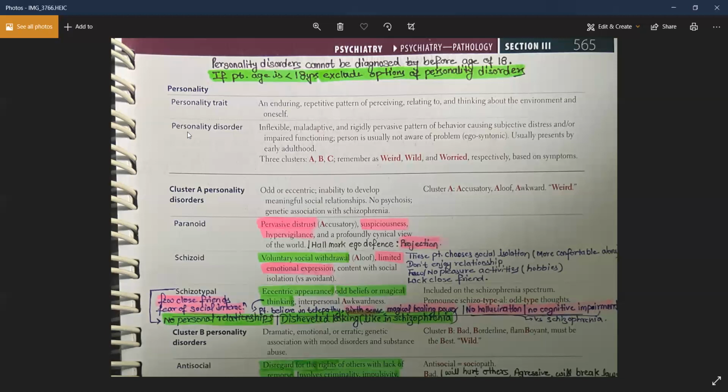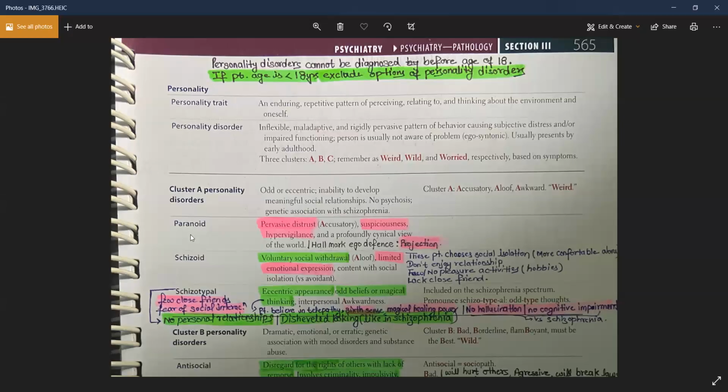Then you have three clusters: cluster A, cluster B, and cluster C. Cluster A, you can remember it by the patients being very weird. In cluster B, the patients are wild, like in antisocial personality disorder, they are very wild, they will attack others. In cluster C, they're very worried about themselves, about their relationships. First you have the cluster A personality, with three disorders: paranoid, schizoid, and schizotypal.